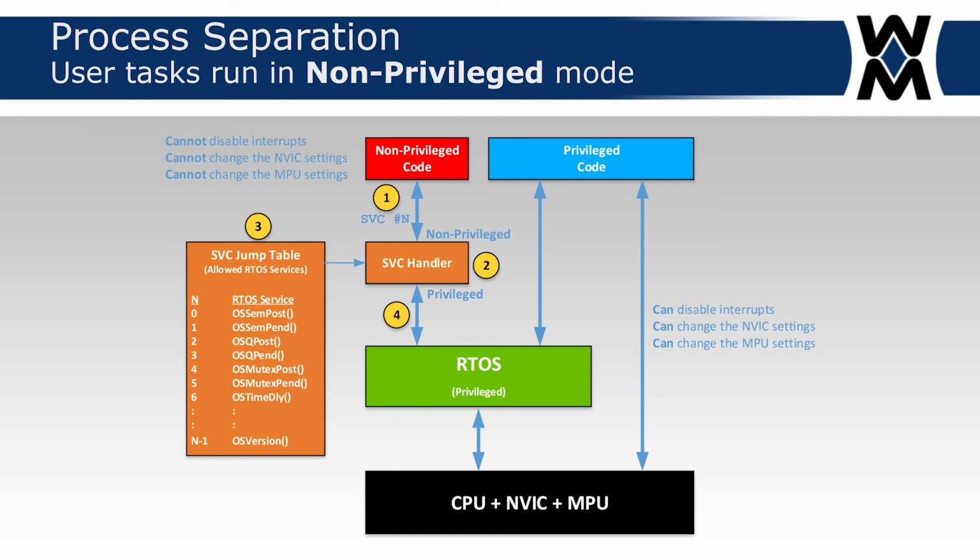Now, the reason I have it shown like this is because you don't necessarily want all the services to be available to non-privileged code. For example, you don't ever want your non-privileged code to be able to delete a task at runtime, or to delete a semaphore, or delete a mutex, or anything like that. So the SVC handler pulls which service you want from the RTOS from a table, and you're basically saying, I'm able to do a semaphore post, semaphore pend, but I can't do semaphore delete or semaphore create. That could be something that the RTOS application designer decided to do.